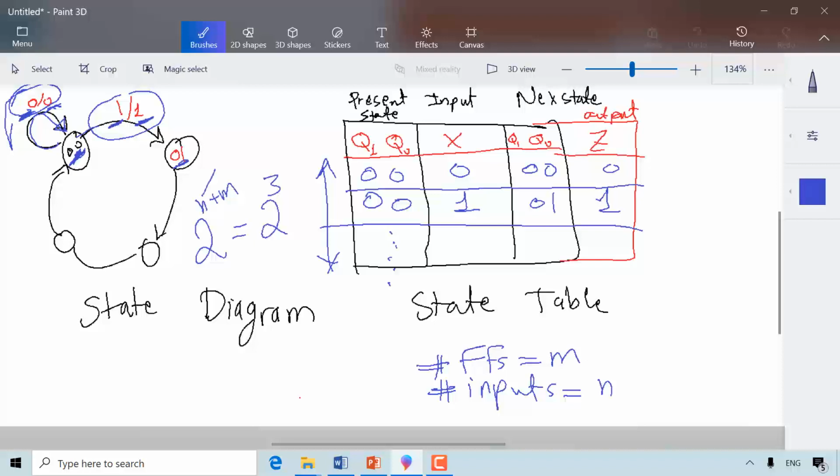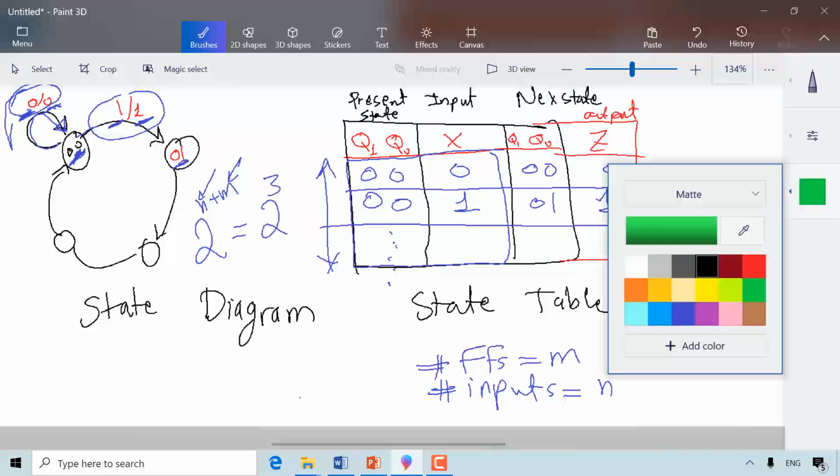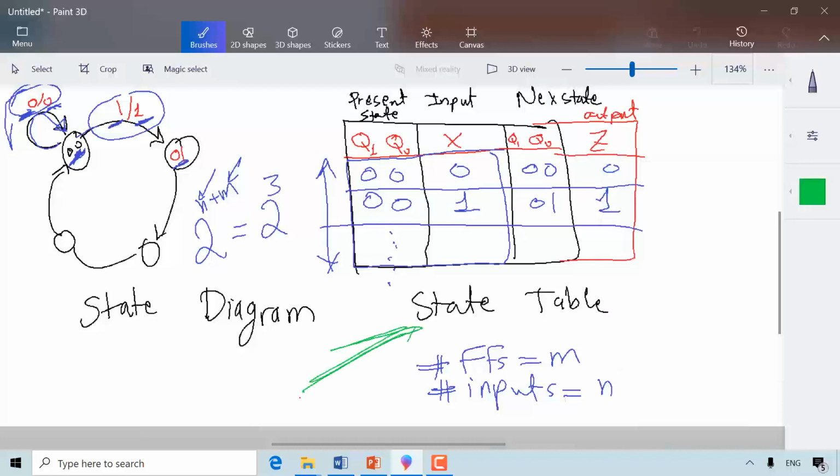In my case, I have one input, so n equals 1, and I have two flip-flops, and m equals 2. So now notice that I have to do all these combinations here, and that's why I have 8 cases in this table. So the point is, look at the relationship that we draw between the state diagram and the state table. They are the same thing. They are different representations of the very same thing.